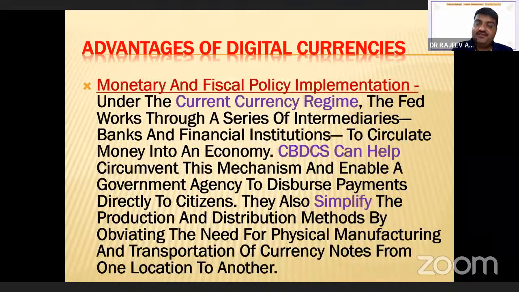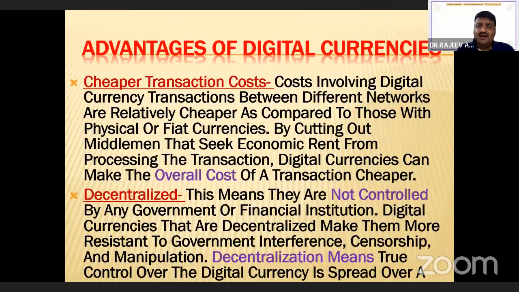Another advantage: monitoring physical policy implementation. The CBDCs can help circumvent the mechanism and enable a government agency to disburse payment directly to citizens. This also simplifies the production and distribution methods by obviating the need for physical manufacturing and transportation of physical currencies. So there is no need to manufacture, to mint and press, and then transport it to different parts of the country, to different banks. All that is eliminated. Another advantage is cheaper transaction cost. The overall cost is much cheaper to the consumer and to the government also.